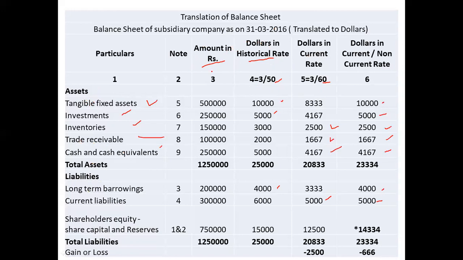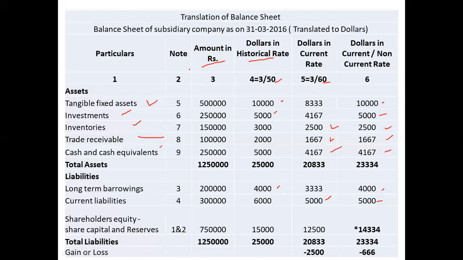The third column, amount in rupees, is divided by 50 for dollars at the historical rate, and divided by 60 for dollars at the current rate, and for current and non-current. So it should be taken as items on the basis of balance sheet items. Items which are current have to be taken at the current value, and items which are historical should be taken at historical values.